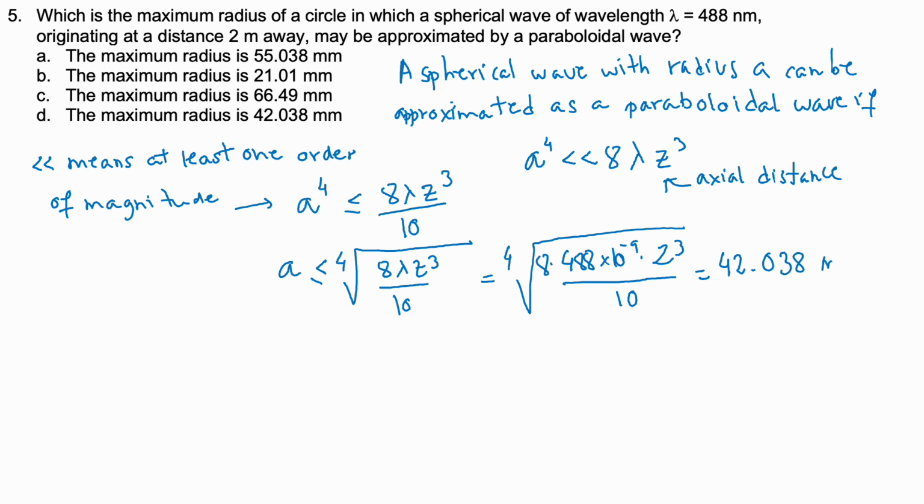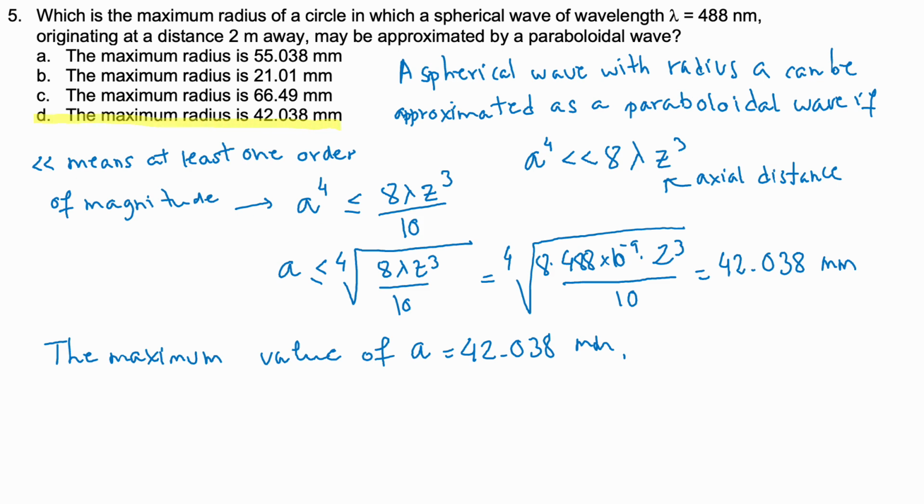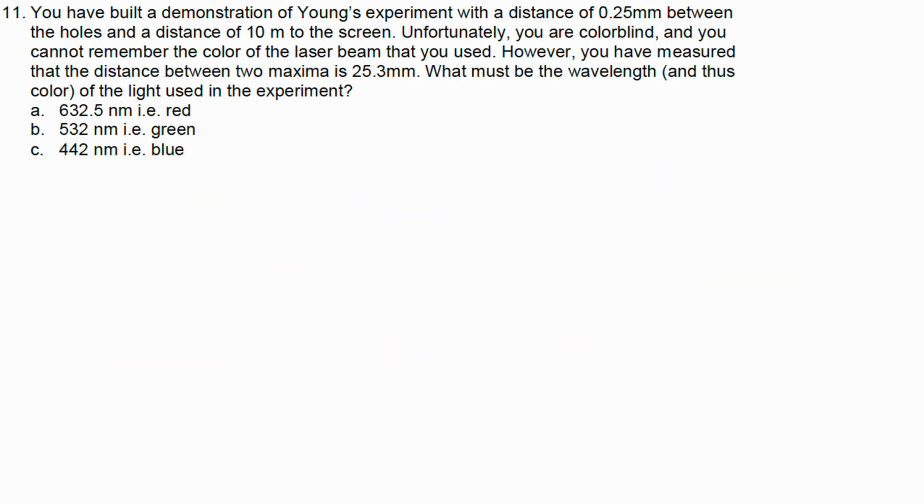This gives 42.038 millimeters. So the maximum value of our radius is gonna be 42.038 millimeters, and that means that this is gonna be the answer.